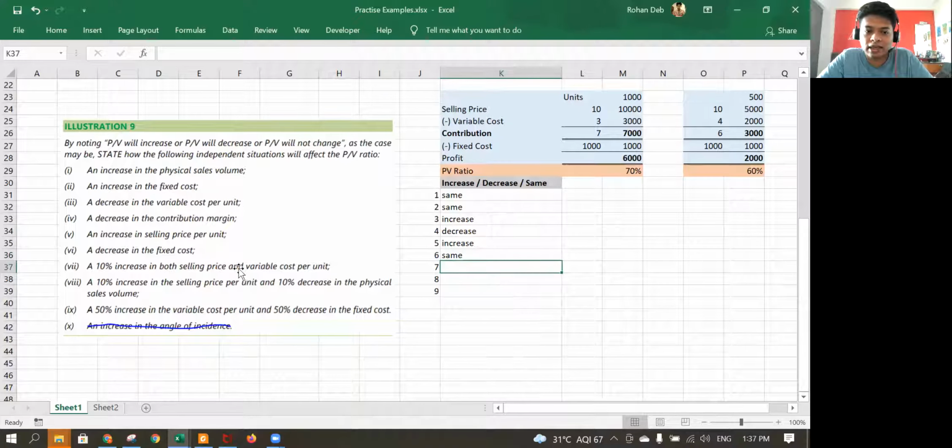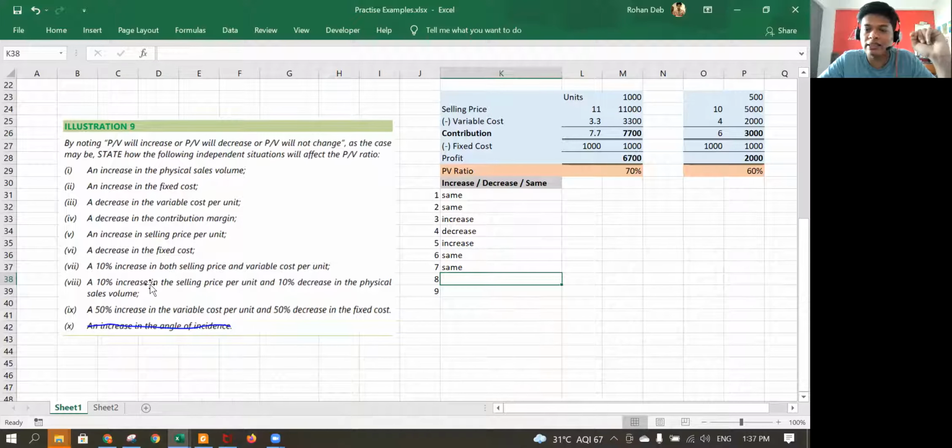10% increase in selling price and variable cost per unit. So both are increasing by 10%. If both are increasing by 10%, then contribution is also increasing by 10%. So this will become 11 and this will become 3.3. Ultimately my contribution is also increasing by 10%. So there's no impact. This is also the same. Again, 10% increase in selling price and 10% decrease in physical volume. We have seen earlier that physical volume does not matter, because if I decrease or increase my units, the contribution ratio remains the same. So this part is useless.